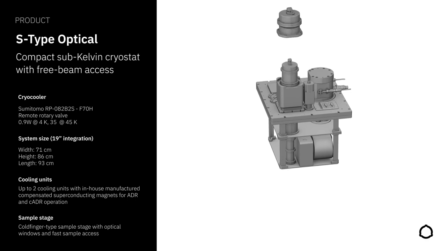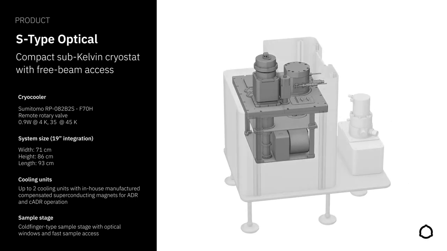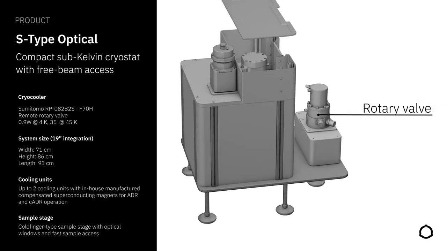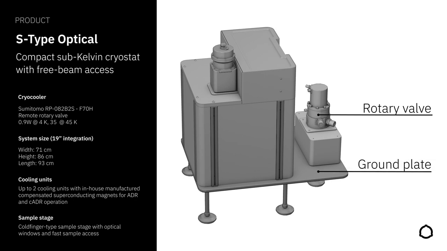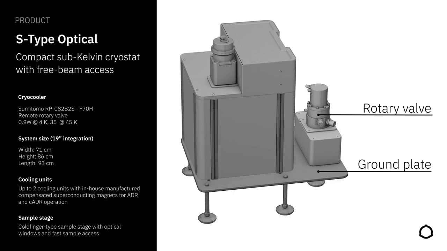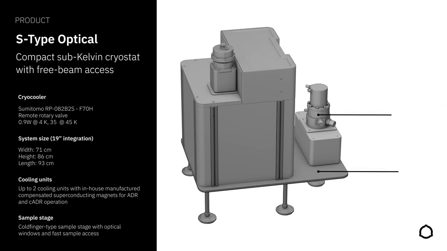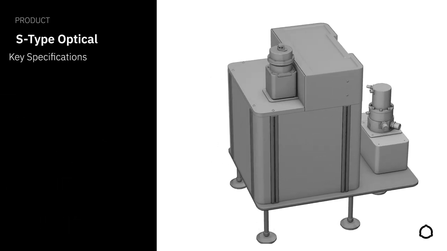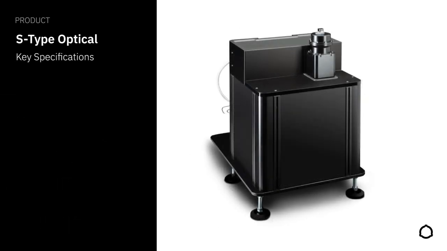To reduce the vibration level, the S-type Optical's cryocooler uses a remote rotary valve, which is mounted on a heavy ground plate. During operation, the rotary valve can be decoupled from the dewar, reducing vibrations to the low micrometer regime. In the standard configuration, the S-type Optical features one high-capacity ADR stage for one-shot operation to 800 mK, with a hold time exceeding 30 hours at 1 Kelvin.